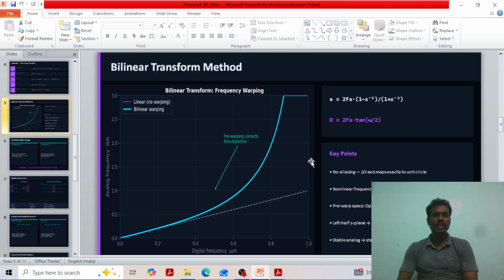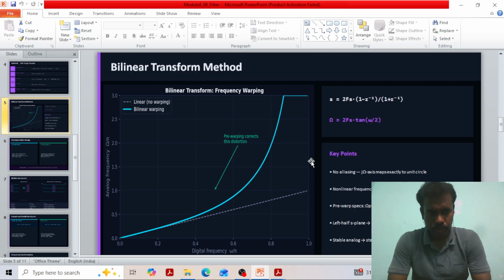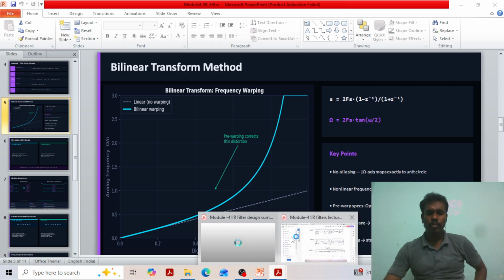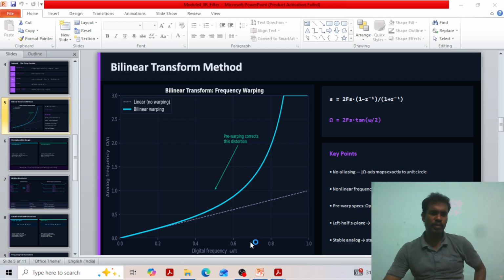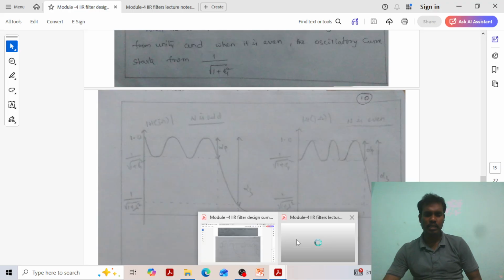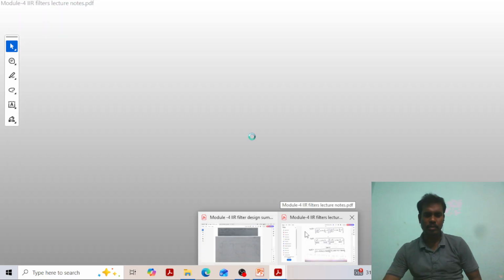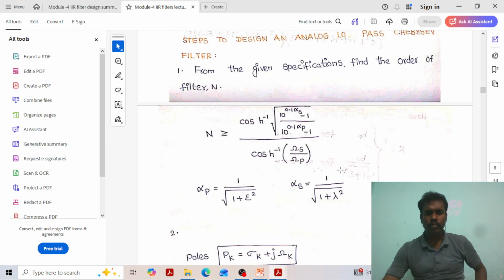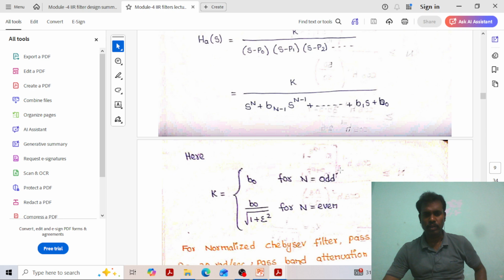In the impulse invariance method, we'll convert the analog transfer function into digital by using partial fractions. Let me clarify this with a problem.